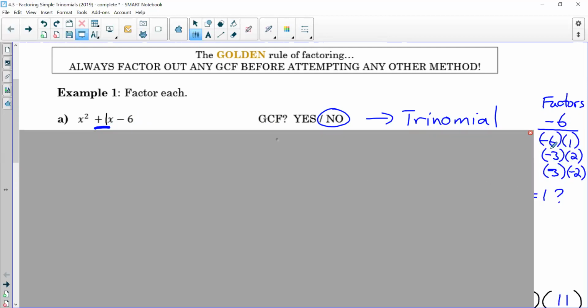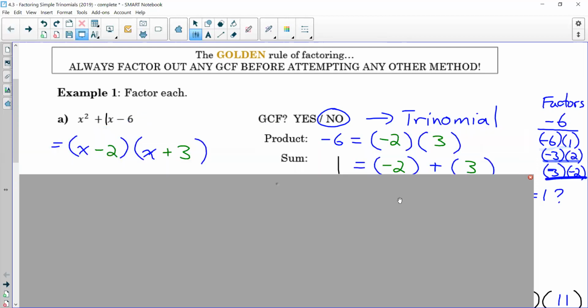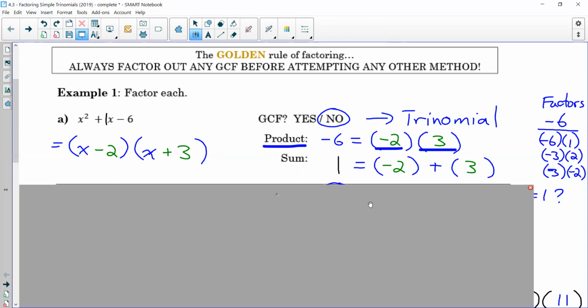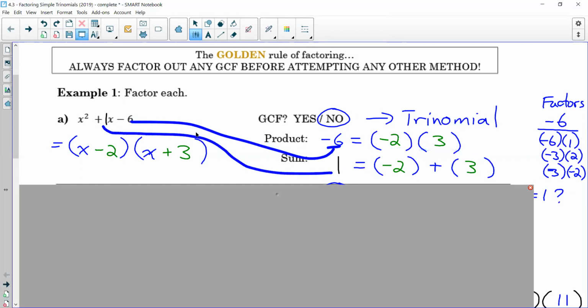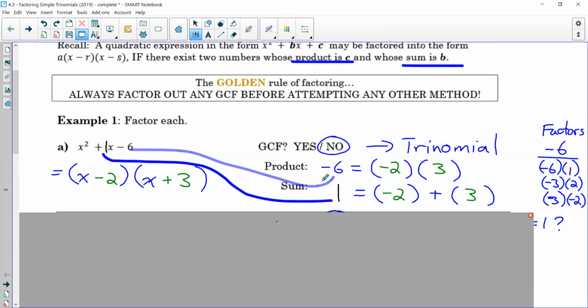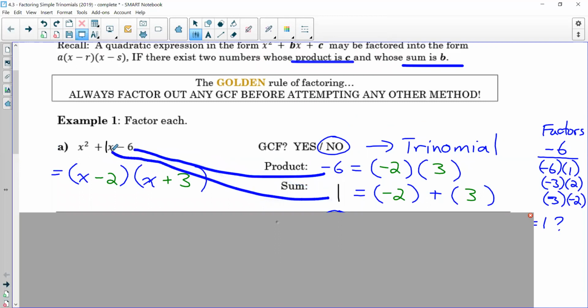So these are possibilities that are factors of -6, but the pairing that works gives us a +1 when you add them. Here's a way you can write down your rough work. These two numbers will multiply to -6, and you want the same two numbers to add to 1. The product is coming from the constant, and the sum is coming from the B value. So the product is C, the sum is B. The product is the -6, and the sum has to be a 1.